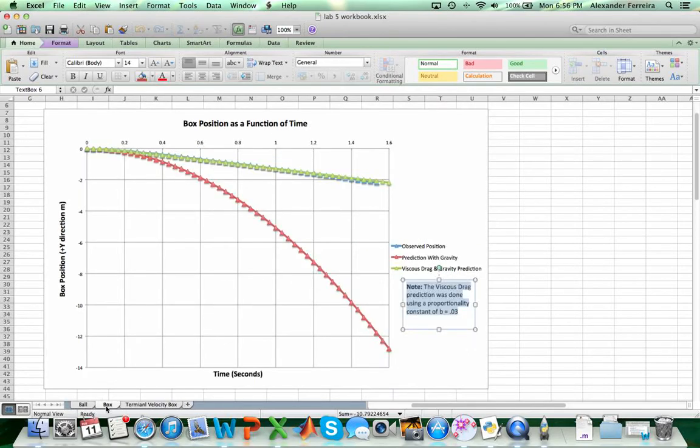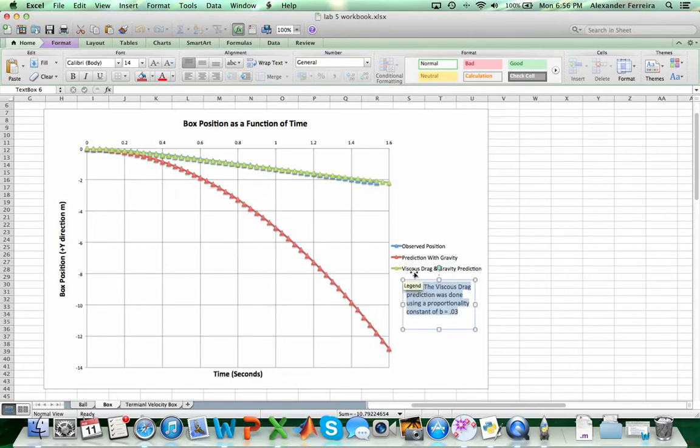Yet when we see the box, we see a different situation. The blue line is representative of my observed position, and we see that doesn't really accelerate. It's pretty constant velocity. However, when I did my prediction with gravity, and thus only incorporating gravitational force, we see something way different. We see that it would have predicted that the object were going to accelerate downward. However, that's not the case because drag was acting on this box.